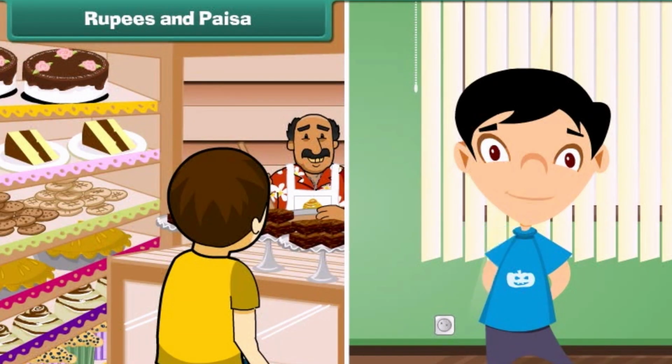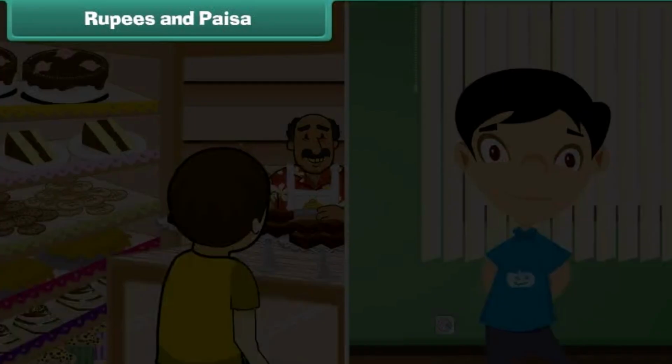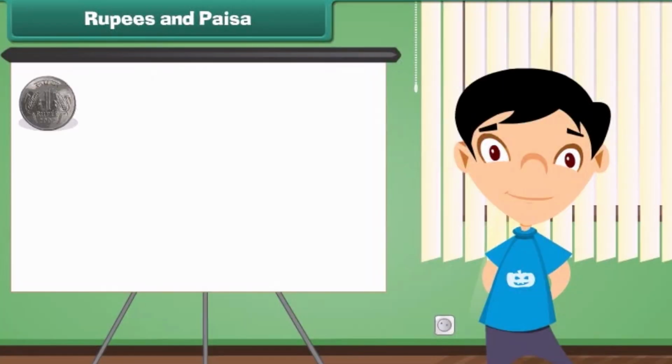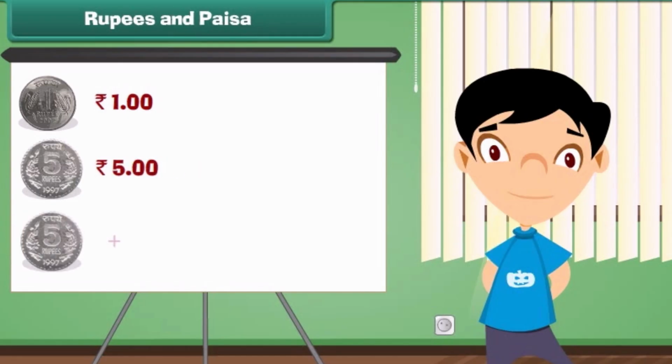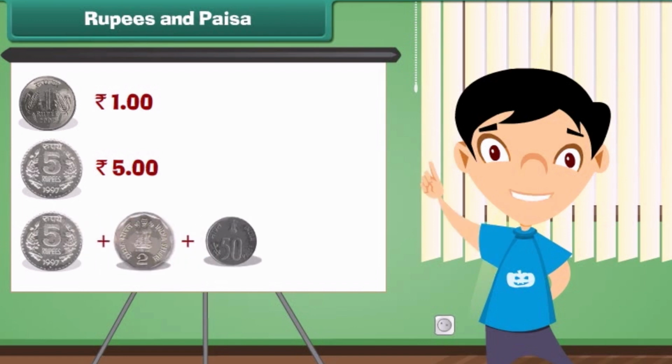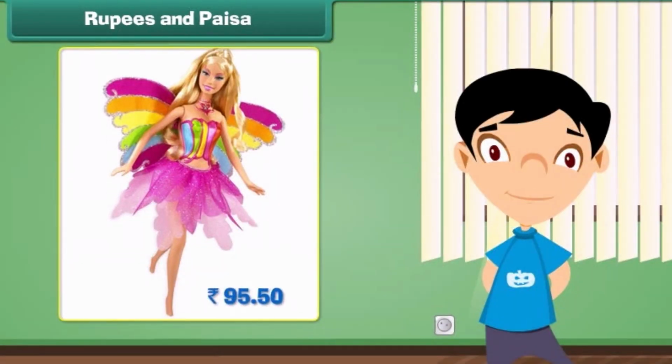When we go to market, sometimes the shopkeeper tells the amount in rupees and paise both. Let me show the correct way to write the price told by a shopkeeper. 1 rupee is written as Rupee 1. 5 rupees is written as Rupees 5. 7 rupees and 50 paise is written as Rupees 7.50.